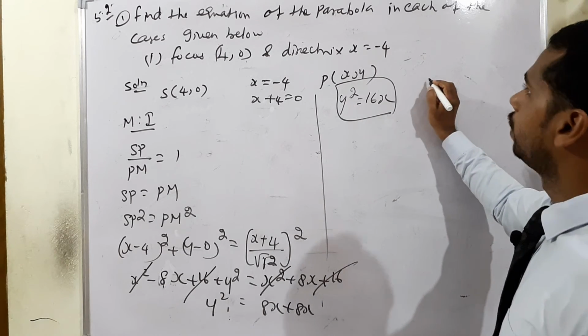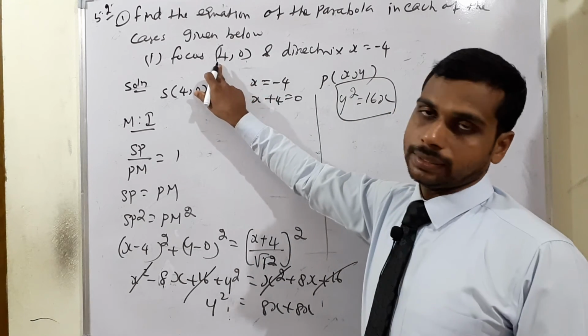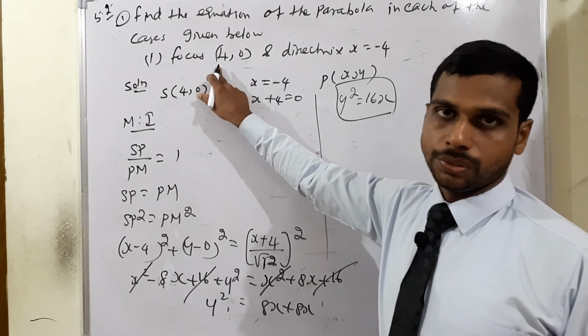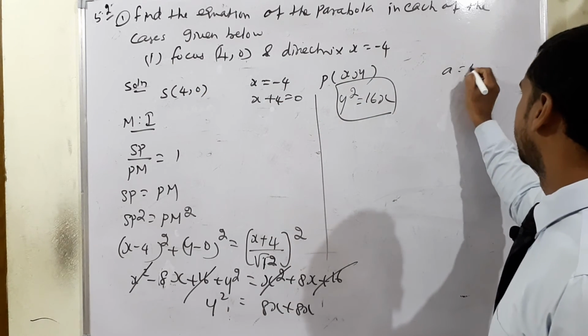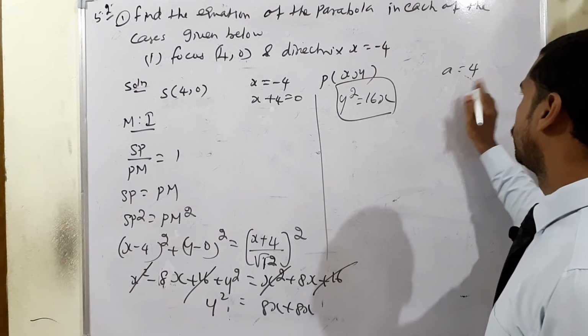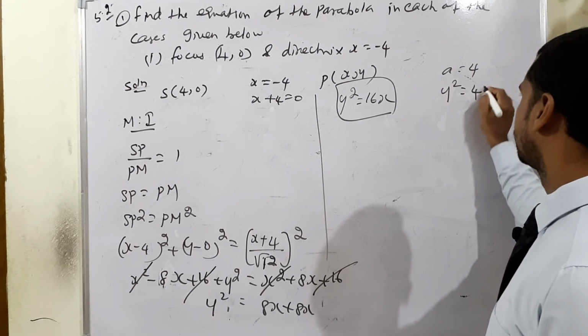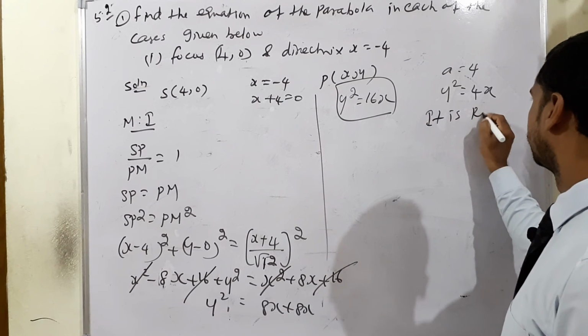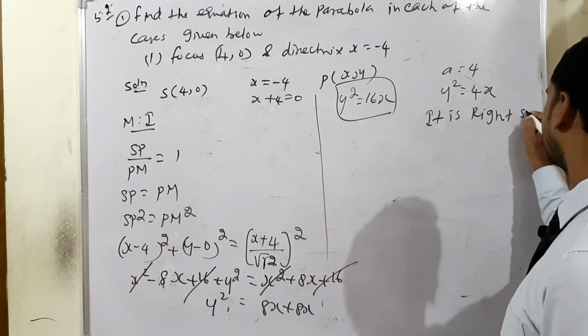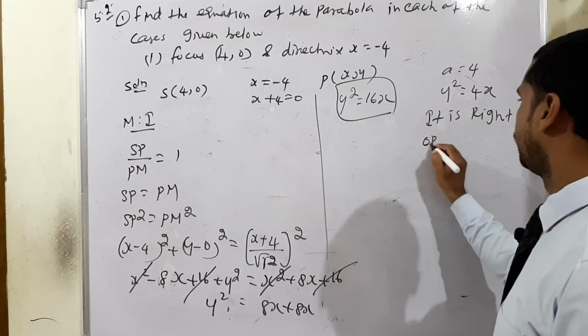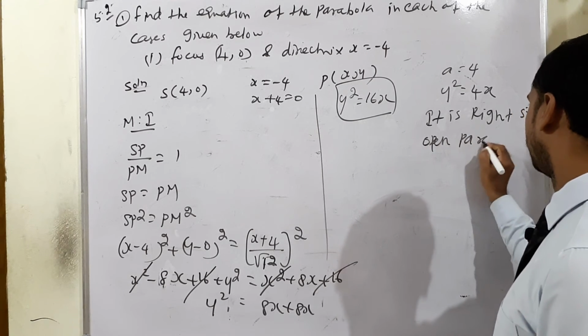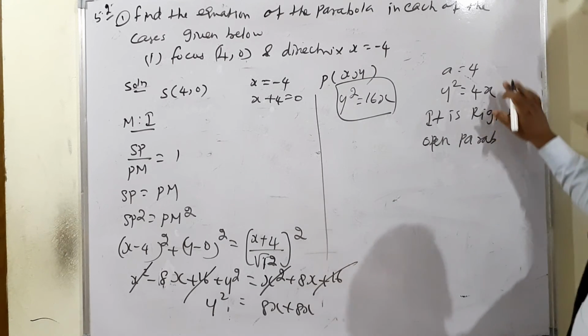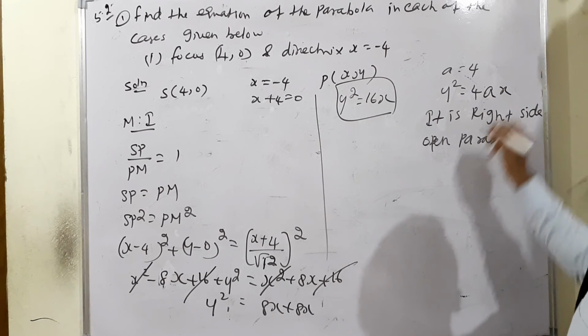Simply look at the plus or minus a, that is a positive value. A positive value means simply we can say a is equal to 4. So now a is equal to 4 means y square is equal to, what is the meaning? It is a right side open parabola. Right side open parabola means y square is equal to 4ax.